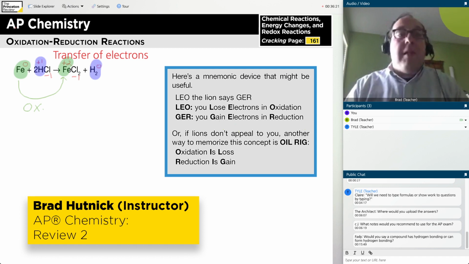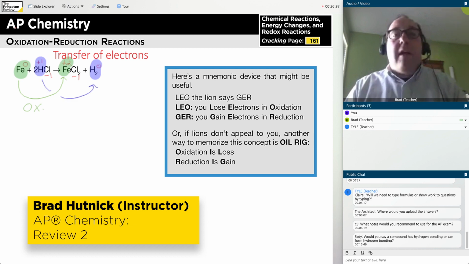And that's what's happening here to hydrogen in HCl, right? It's starting as +1, and it's being converted to 0. That oxidation state slash charge is decreasing. That means it must have gained electrons. Therefore, this has been reduced.